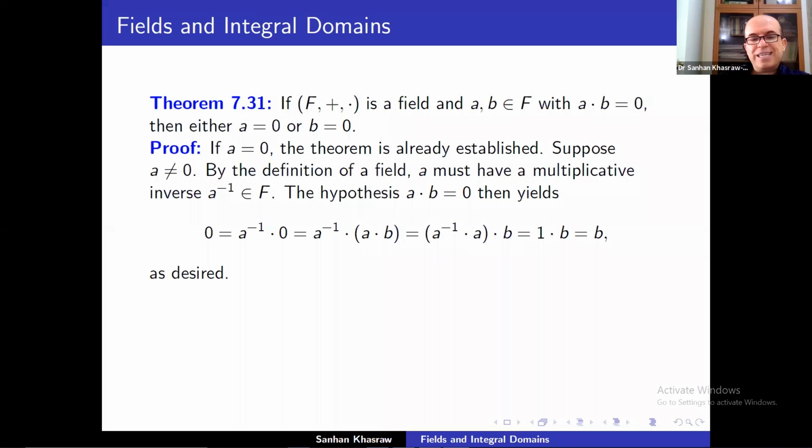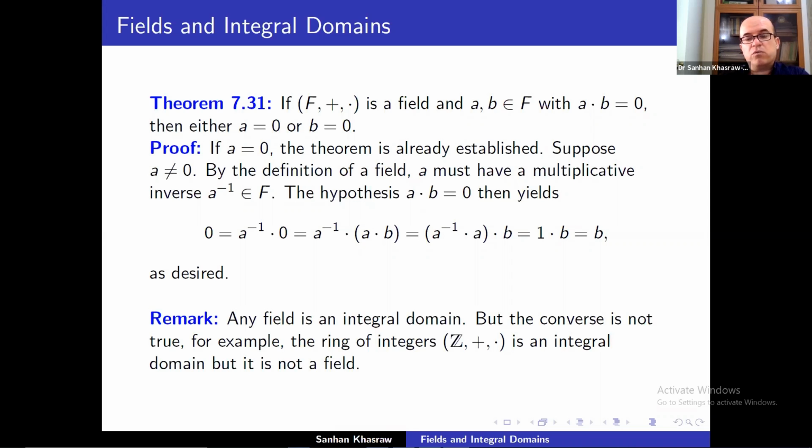This theorem tells us that a field has no divisors of 0. Likewise an integral domain is a commutative ring with identity which has no divisors of 0. So a field is also commutative with identity and has no divisors of 0. So it means every field is an integral domain. So we need to think about the converse. Is every integral domain a field? So here's a remark. Any field is an integral domain.